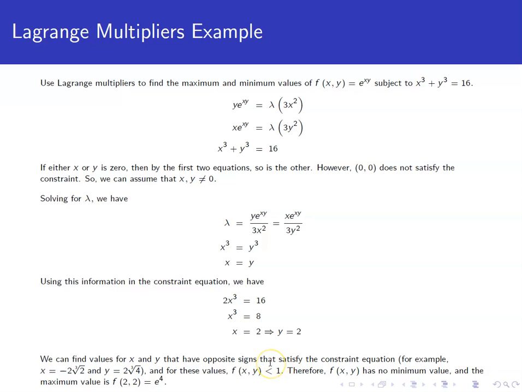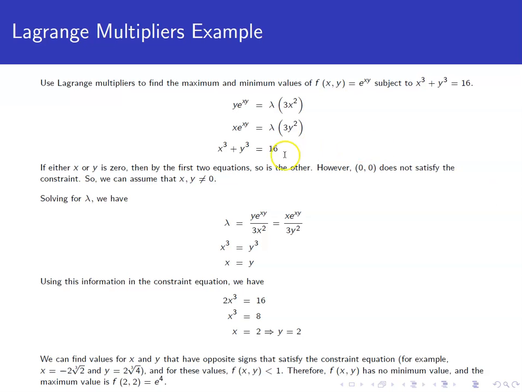In this video, we're going to do an example using Lagrange multipliers to find maximum and minimum values of a function subject to a constraint. The function that we're interested in is f of x, y equals e to the xy. We want to find the maximum and minimum values of this function subject to x cubed plus y cubed equals 16.